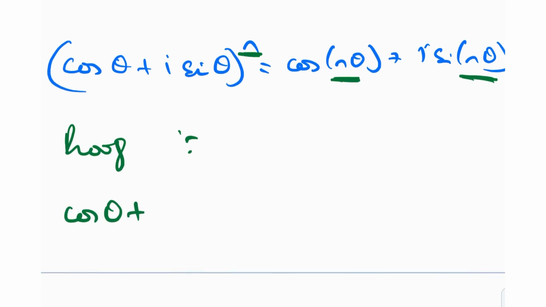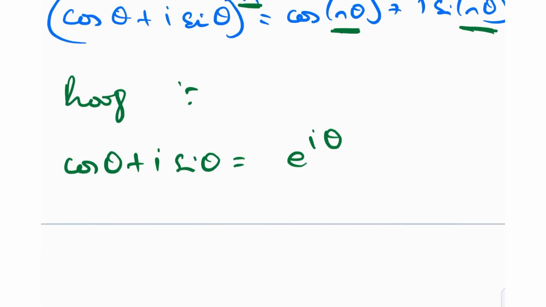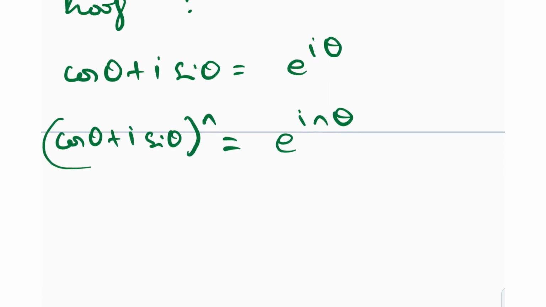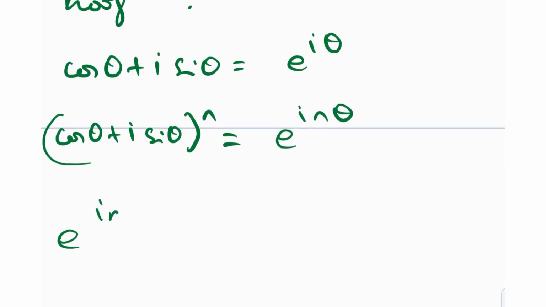So cosine theta plus i sine theta can be written as e raised to the power i theta. Now if I just raise this to the power n, so (cosine theta plus i sine theta) raised to the power n becomes e raised to the power i times n theta. And again, from Euler's identity, I know that e raised to the power i times n theta is nothing but cosine n theta plus i sine n theta.